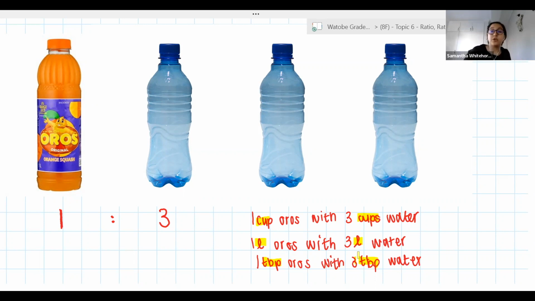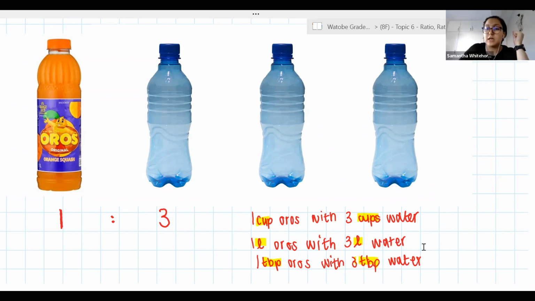So if you have ever worked with, I never know if it's concrete or cement. I think it's concrete. If you've ever made concrete before, you know that you have to mix your cement, your sand, your water, etc., in a specific ratio. And this is what ratios do for us.